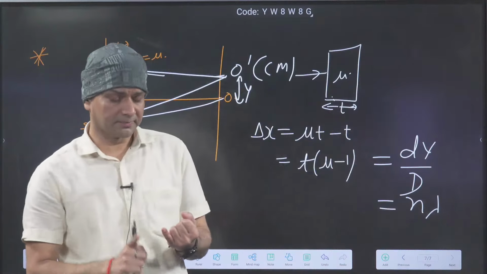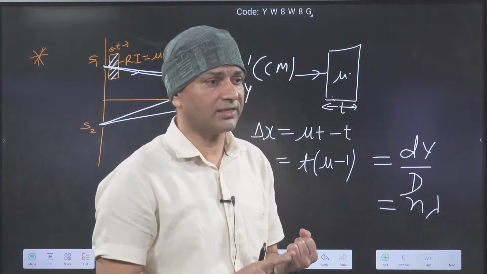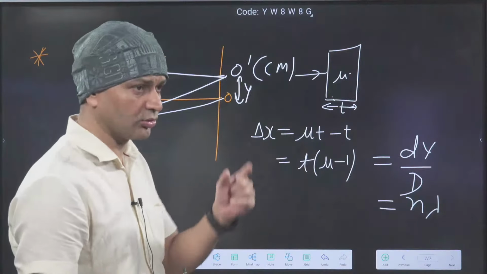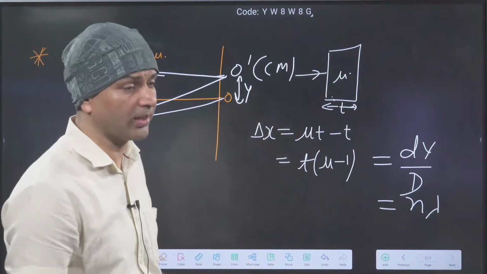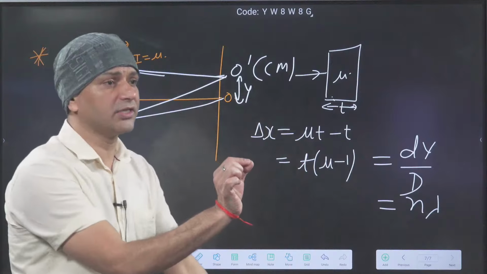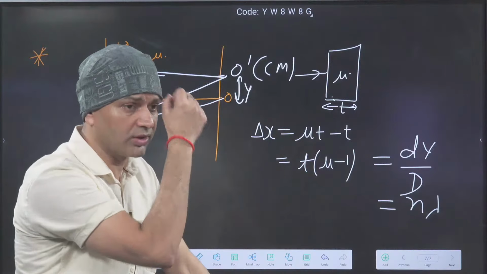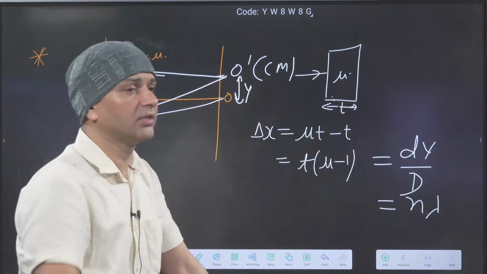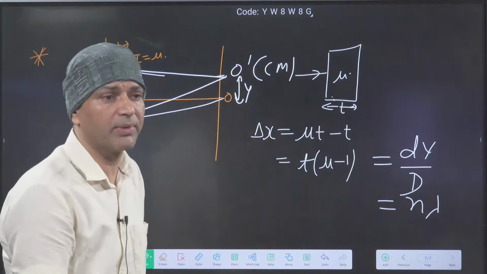So again I am repeating. If they are asking how much distance the central maxima got shifted, then t into mu minus 1, I will equate with dy by capital D. It is the role of the path difference only. How much path difference is introduced by the slab? t into mu minus 1. Then how much did the central maxima shift? I will equate with dy by capital D.